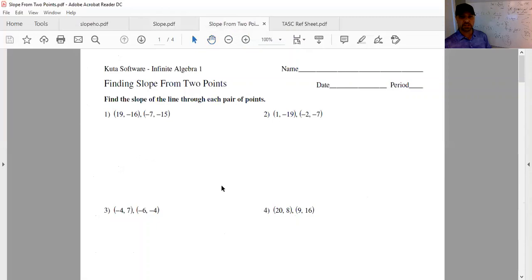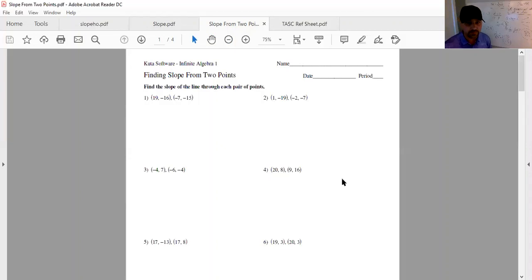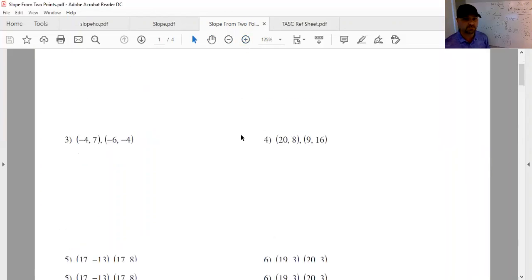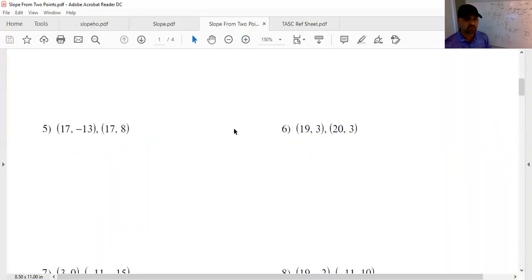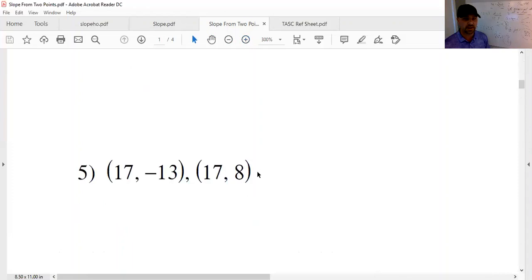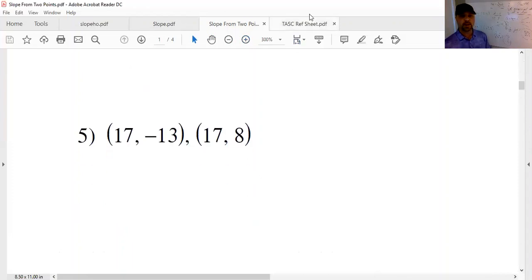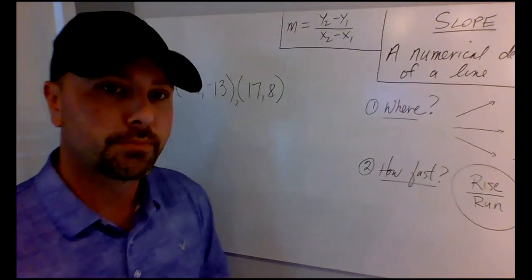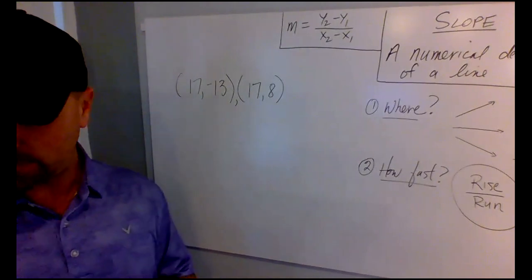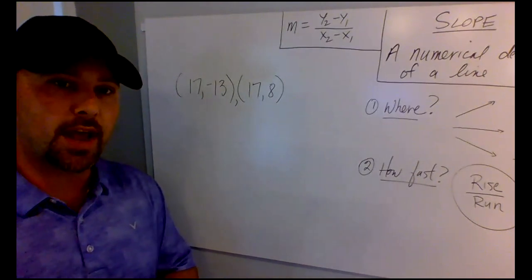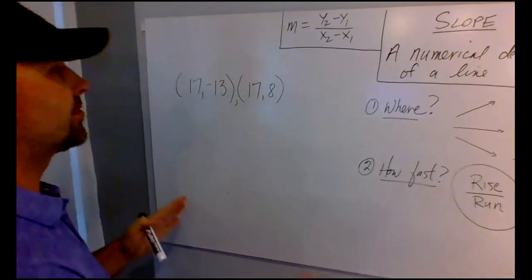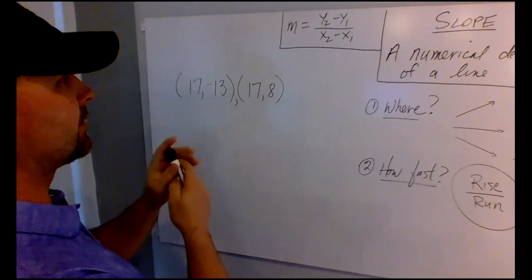I gave you another sheet that is just finding the slope from 2 points, like we were just doing. I want to look for one specifically. Go to this worksheet, and I want you to do number 5. All right, so go ahead and pause your screen and do number 5, and then come back. Okay, so I asked you to do this problem specifically because I wanted you to see what happens here. This is a common mistake as well that can be made on these particular types of problems.